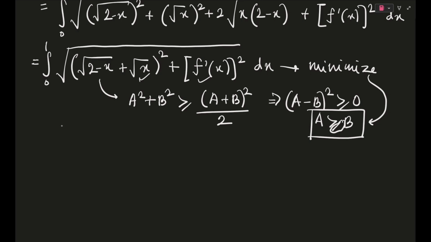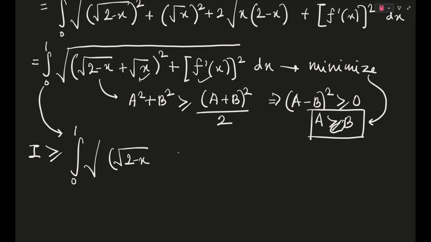Okay, so for that, what we are going to do is write a square plus b square as a plus b whole square by 2 under root, because we are trying to minimize this. So if we take this as I, this will be greater than or equal to the integral from 0 to 1. Please see this carefully, okay? This is a legendary question, and this will be root 2 minus x plus root x plus f dash x, whole square.